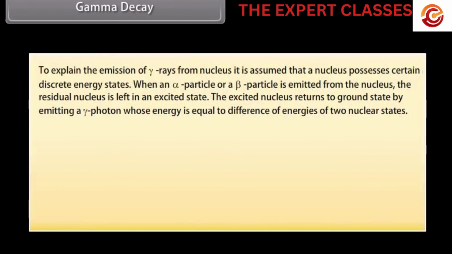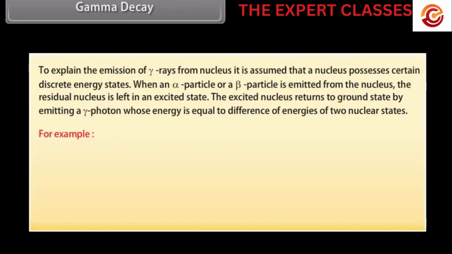Gamma decay. To explain the emission of gamma rays from the nucleus, it is assumed that a nucleus possesses certain discrete energy states. When an alpha particle or a beta particle is emitted from the nucleus, the residual nucleus is left in an excited state. The excited nucleus returns to the ground state by emitting a gamma photon, whose energy is equal to the difference of energies of the two nuclear states.